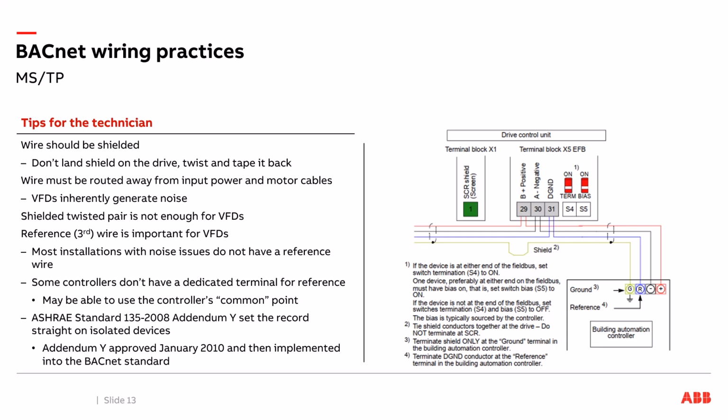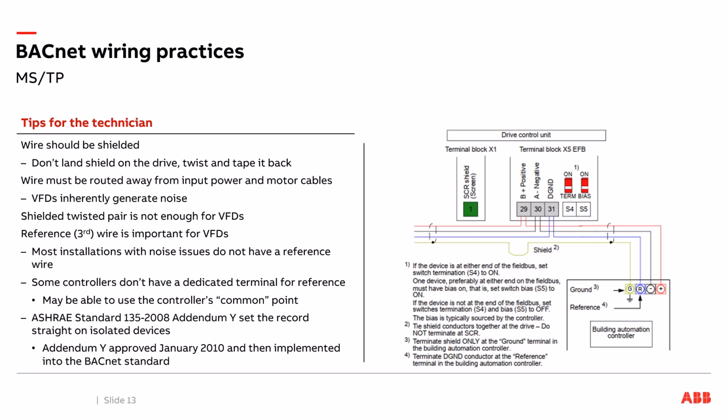Make sure all your BACnet wire, which is low voltage wire, is routed away from input power and motor cables. That one should be common sense, but sometimes in these installations there's not a whole lot of room, and you've got to get kind of creative. So again, try to keep your BACnet wires away from your higher voltage wires, especially any kind of motor cables.